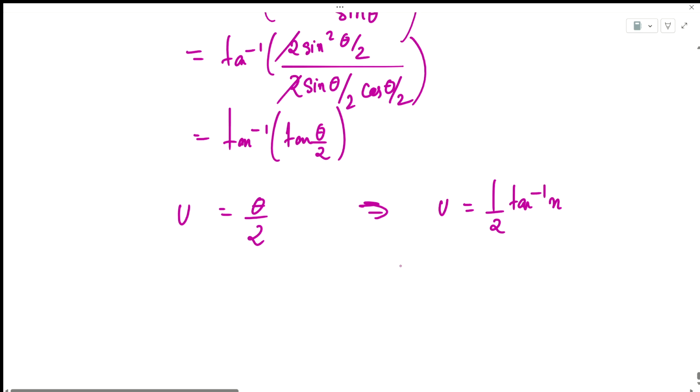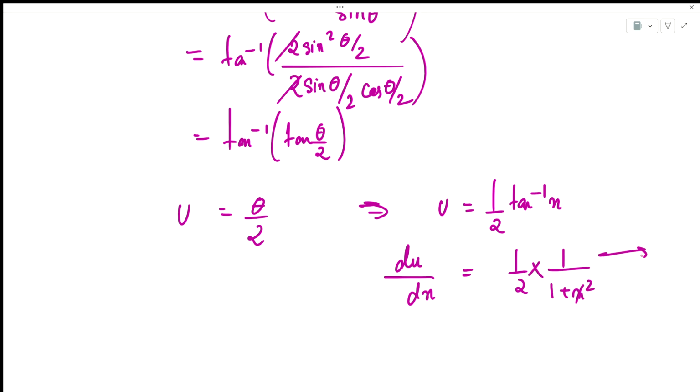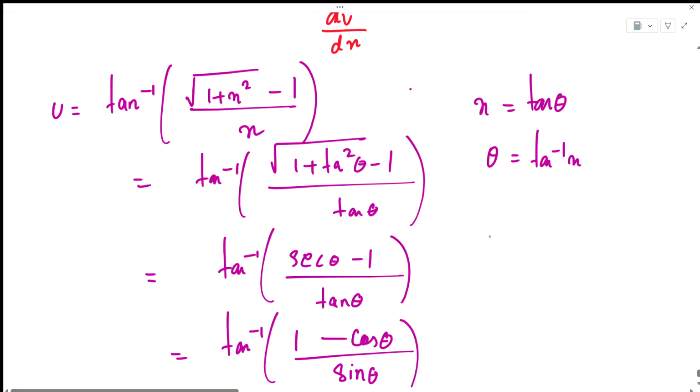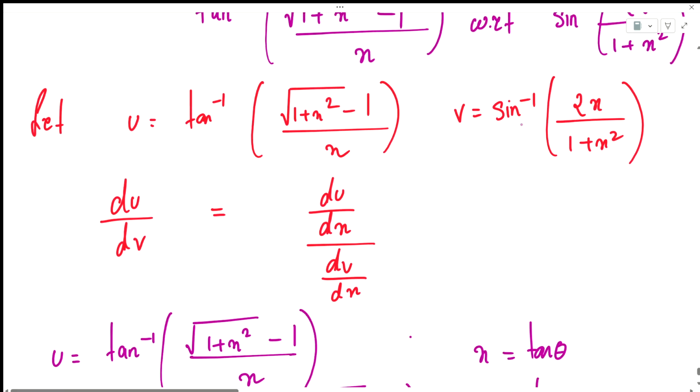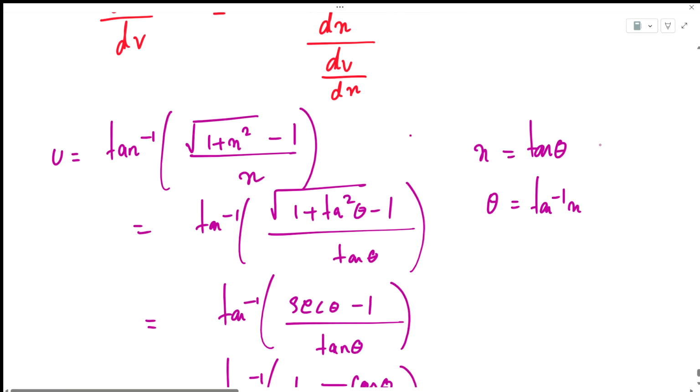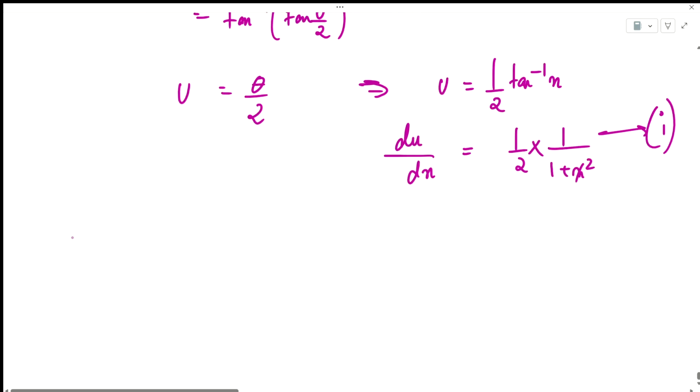Okay, so du by dx is simply gonna be half of, tan inverse derivative is 1 by 1 plus x square, so 1 by 1 plus x square. So we'll mark this as equation number 1. Now in the second part of the question, I have v equal to sine inverse 2x upon 1 plus x square.